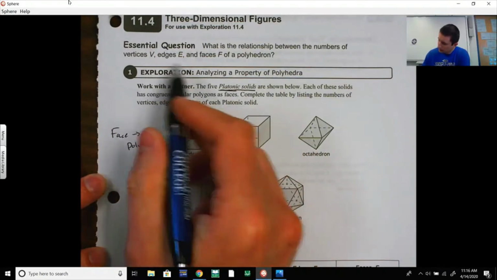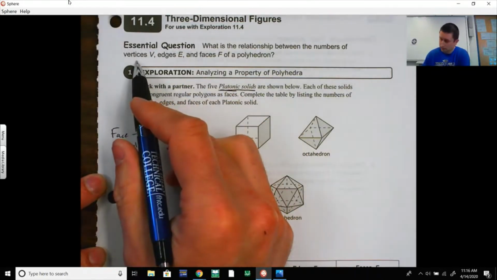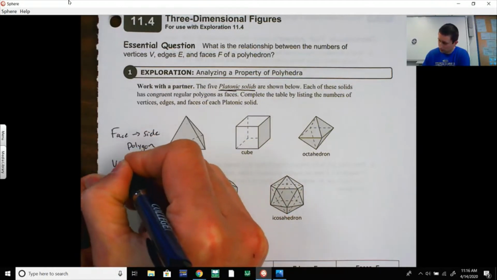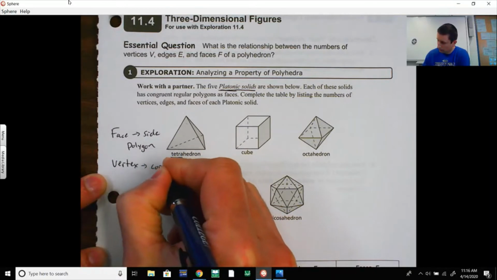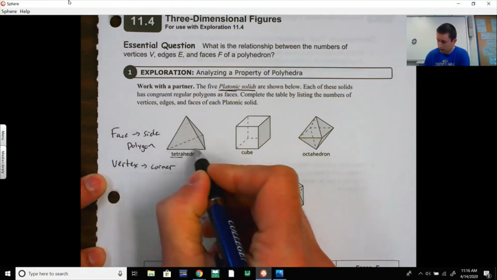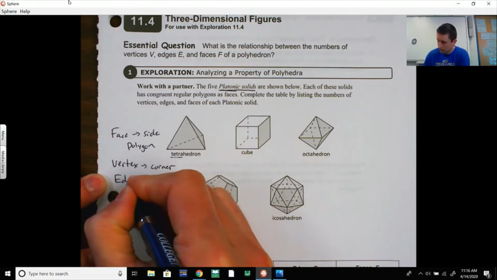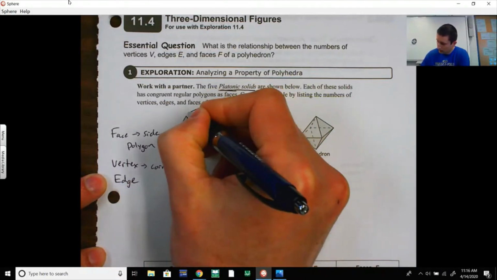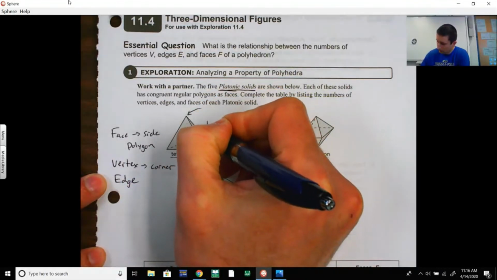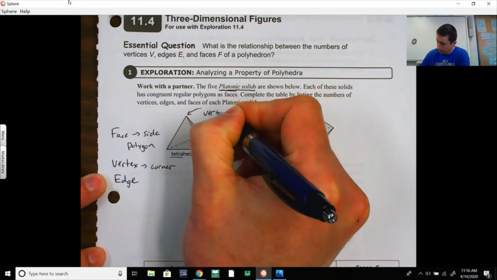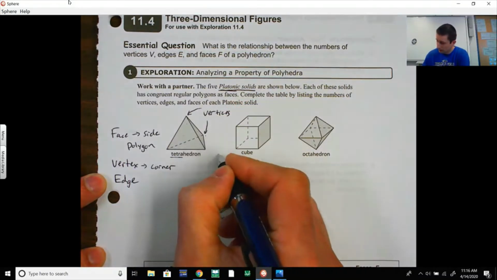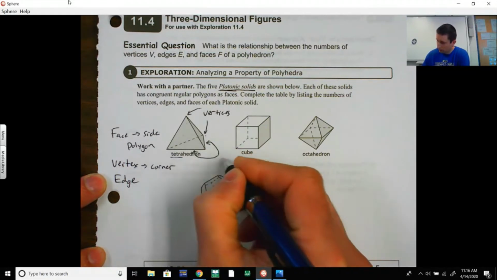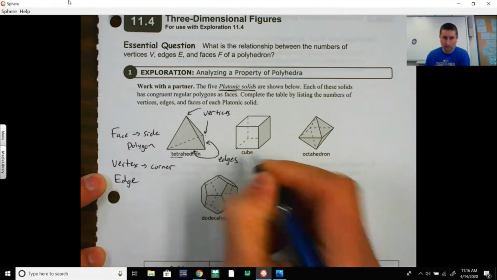The other part that we have here is the vertex. Think of a corner, but it's not a corner here. That's going to be an edge. So this right here and down here, those are examples of vertices, where the points are. This right there or right there, those would be examples of edges.